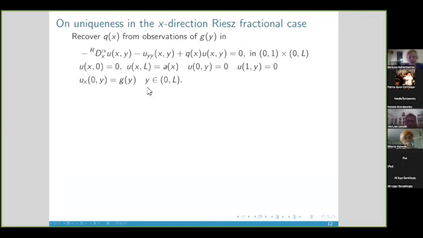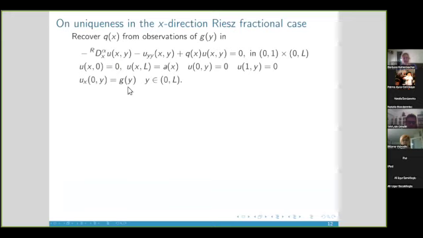So here's the boundary value problem that we are considering. The forward problem would be that given q of x, we want to solve this fractional elliptic boundary value problem. So we have an x fractional derivative now. We have Dirichlet boundary conditions. And so the first two lines are the elliptic boundary value problem. Additionally, we impose flux data again at the left-hand boundary, and we would like to recover q of x from this additional information.